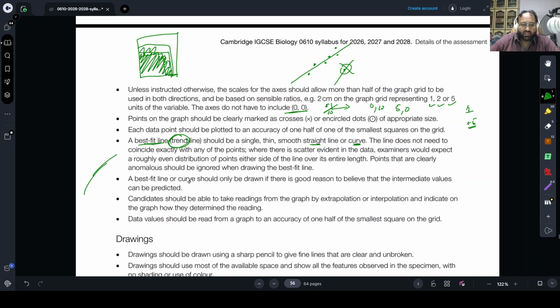A best fit line or curve should only be drawn if there's good reason to believe that the intermediate values can be predicted. So if this is the kind of experiment where you can't make a prediction because something changes, for example, the temperature changes and the enzymes become denatured, you're not going to notice an increase in enzyme activity, you're actually going to notice a fall in enzyme activity. And so over there, you might not be making a line of best fit.